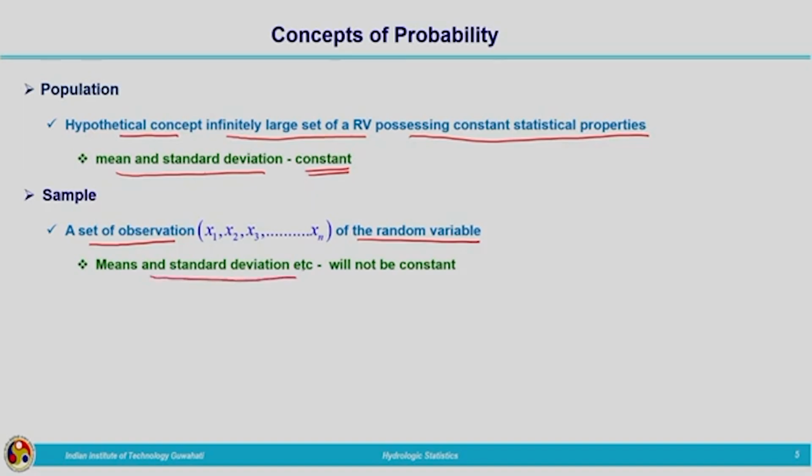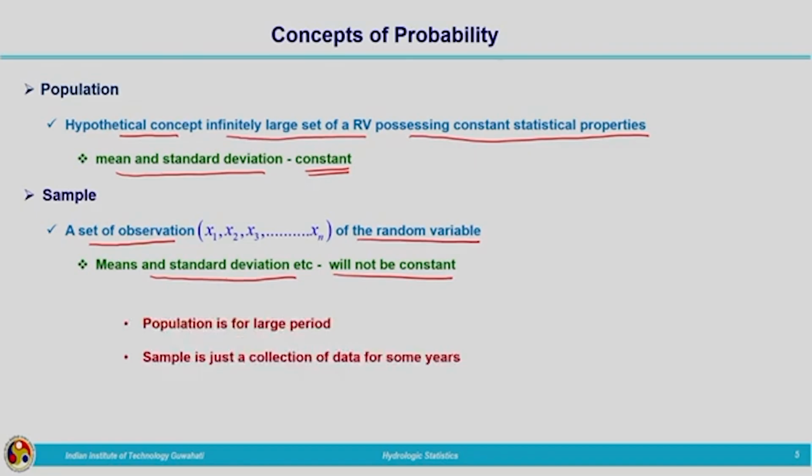Mean and standard deviation etc. will not be constant. That is, if you are considering a sample, for that a certain value of mean and standard deviation will be there, and if you select another 30 years sample from the population, for that a different standard deviation and mean will be there. We cannot expect different samples having the same standard deviation and mean. But in the case of population, it will have the constant value. Population is for a large period, but sample is just a collection of data for some years, as I have explained with 30 years data of annual maximum rainfall.